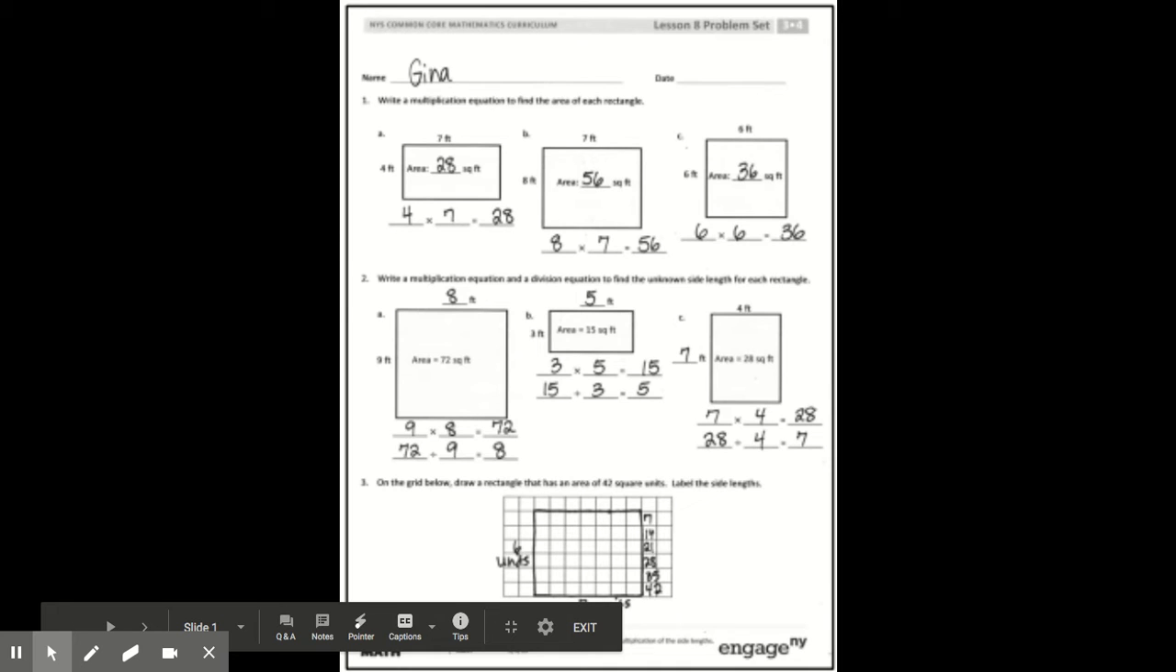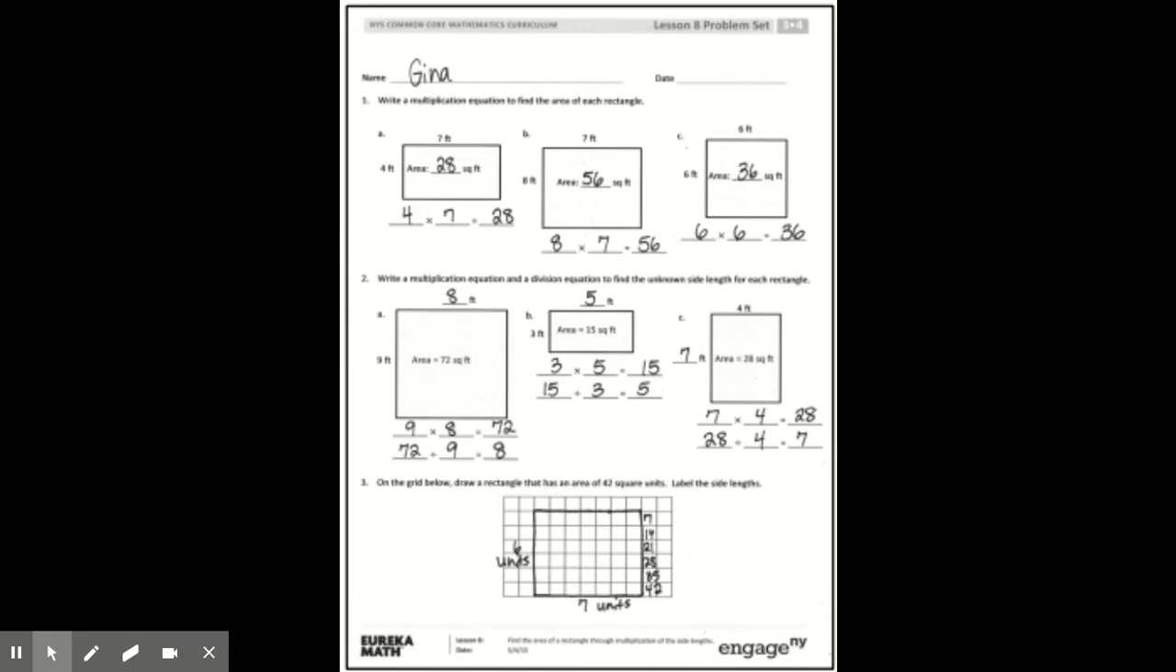So in today's lesson, we have been looking at finding the area of a rectangle through multiplication of the side lengths. And we're going to continue that with this problem set. So I know you probably already have this done, and this is for you to check it, but I definitely want you to check your work just to, one, make sure you know how to find the area of a shape, and two, also this is a review for some of your multiplication facts that you're working on. So you'll find this problem set on page 185 and 186.